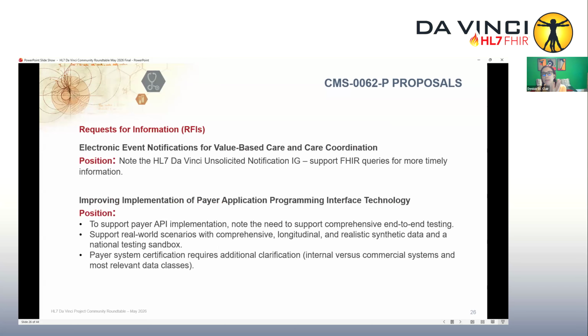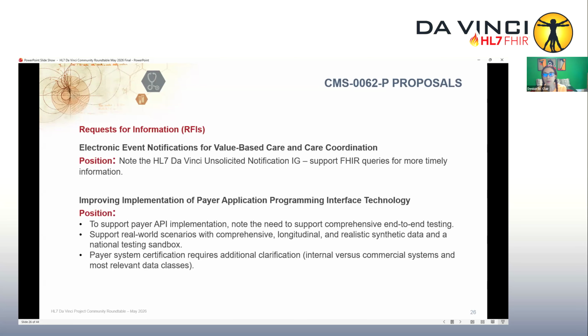Finally, there are 5 RFIs in the rule. There are 2 in particular that we have responses for today. We are evaluating another, but the 2 that we have been talking through are the electronic event notifications for value-based care and care coordination, and improving implementation of payer application programming interface technology. For electronic event notification, the community notes that the HL7 Da Vinci unsolicited notification IG might be something to consider.